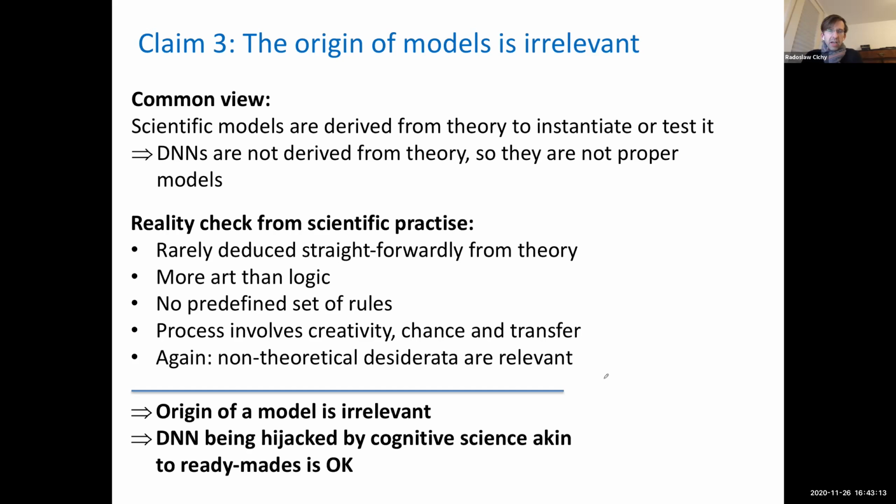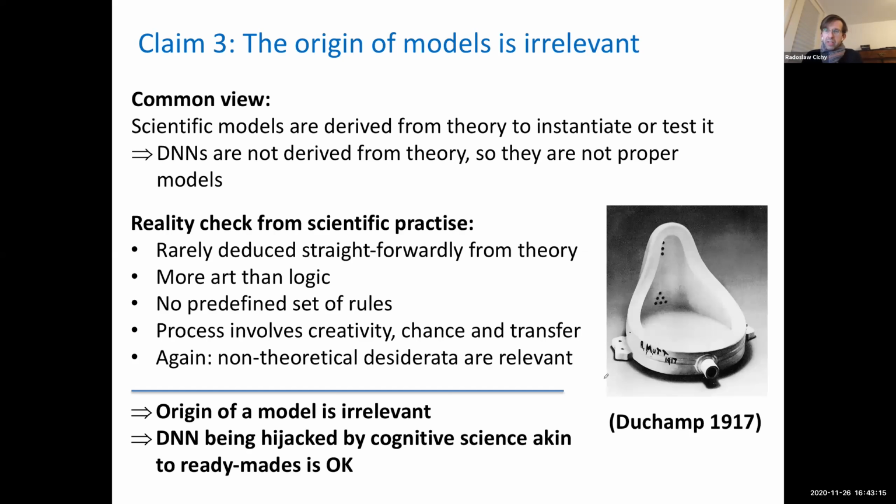To leave you with an image, it's like the ready-made. You take a urinal, you put it in the museum, it's art. You take a deep neural network made for computer vision, and it becomes a model of the brain because you use it in that context. You don't need to derive it from some deep thinking about the brain. If it works, it works.